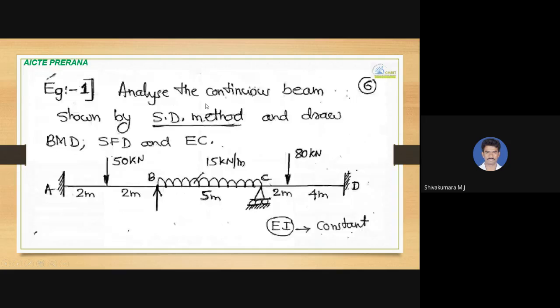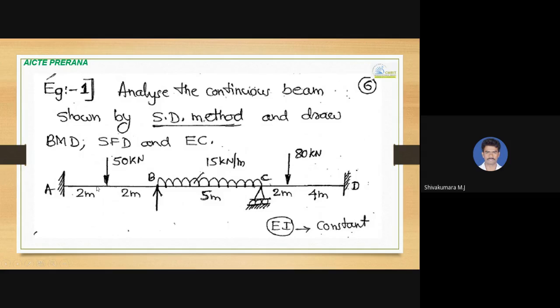Okay, so one sample problem on how to analyze beams using the slope deflection method. You can read the problem statement: analyze the continuous beam shown in the figure by using the slope deflection method and draw the bending moment diagram, shear force diagram, and elastic curve. So this is the beam. At A it is a fixed support, at B it is a simple support, at C it is a roller support, and at D it is again a fixed support.